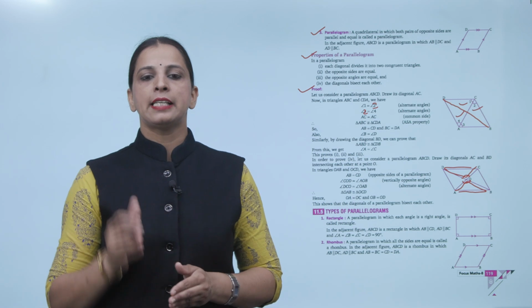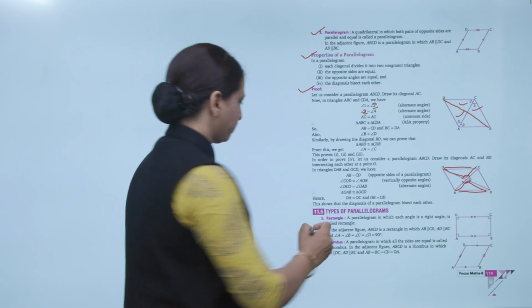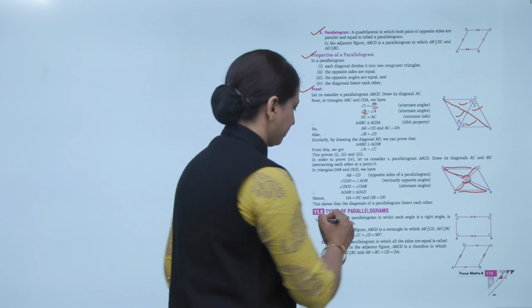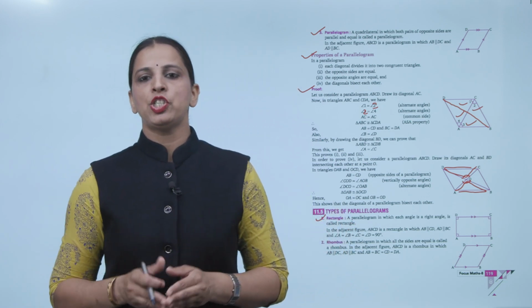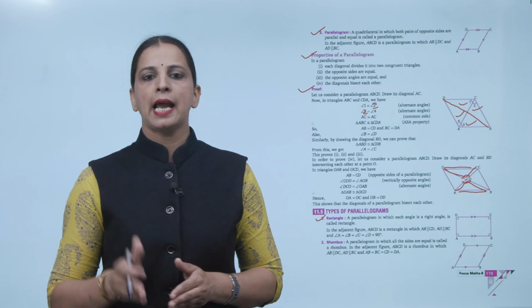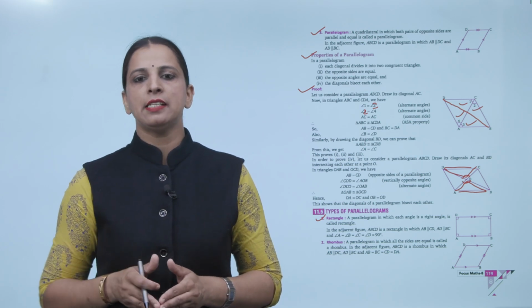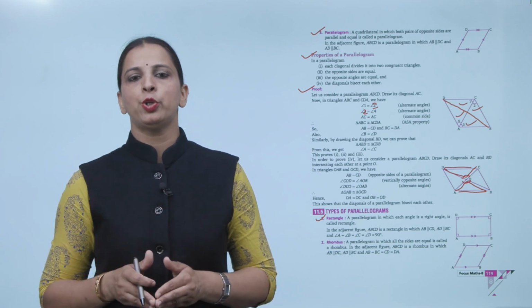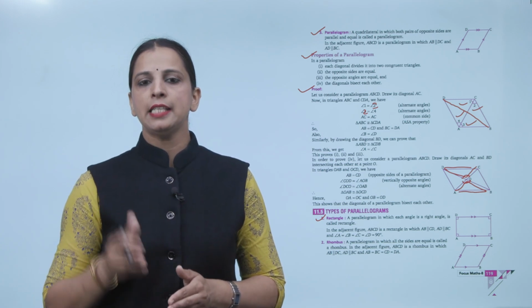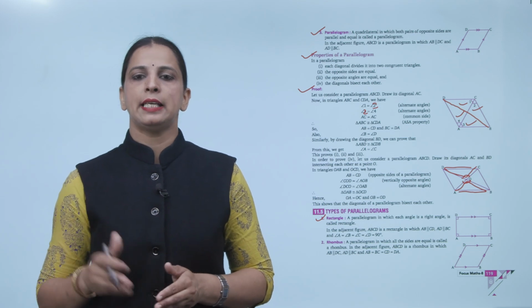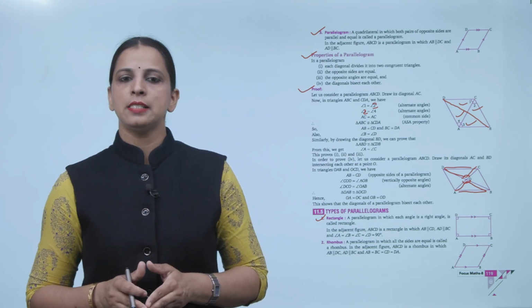Now, next is types of parallelograms. First is rectangle. A parallelogram in which each angle is a right angle is called a rectangle. In the adjacent figure, ABCD is a rectangle in which AB is parallel to CD, AD is parallel to BC and angle A is equal to angle B is equal to angle C is equal to angle D is equal to 90 degrees.